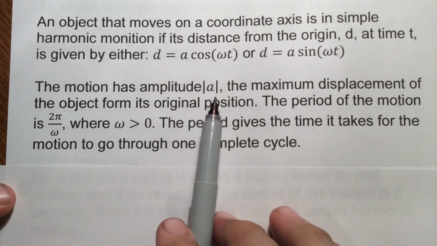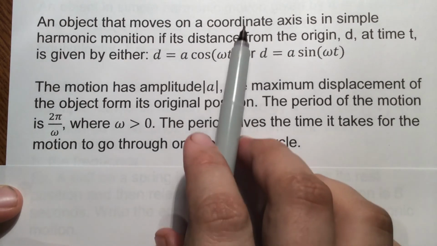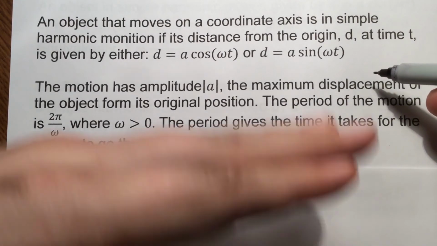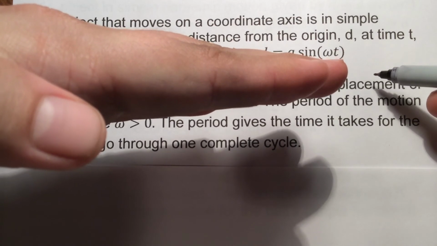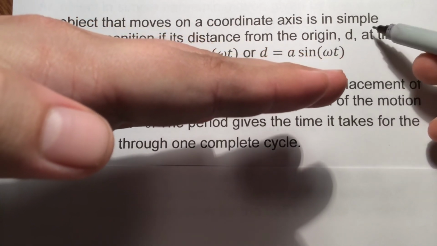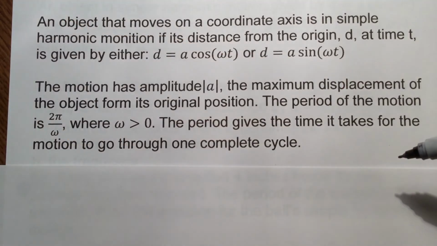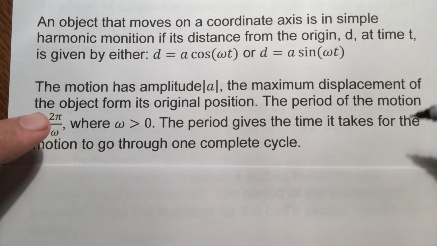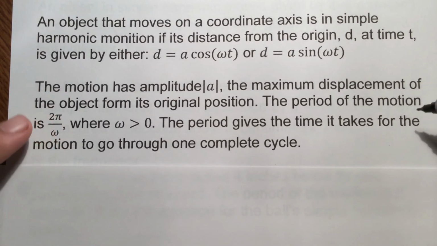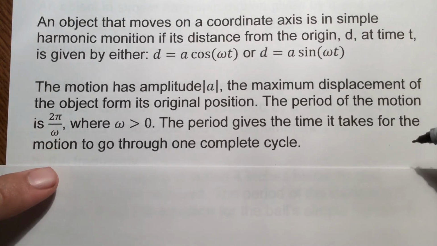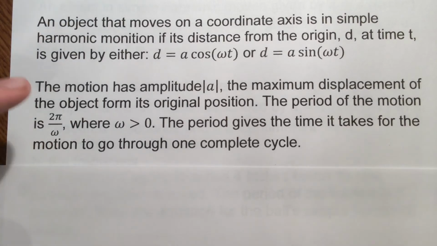So motion has amplitude a. If a spring is just hanging there at rest, that's our baseline. Amplitude is how far down it's going to go and how far up it's going to go. So how much from this center line up, and how much from the center line down, is going to be your amplitude. The period, how long it takes to go up, down, and back to center, is 2 pi over omega, where omega has to be greater than 0. That's the period for the motion to go through one complete cycle.